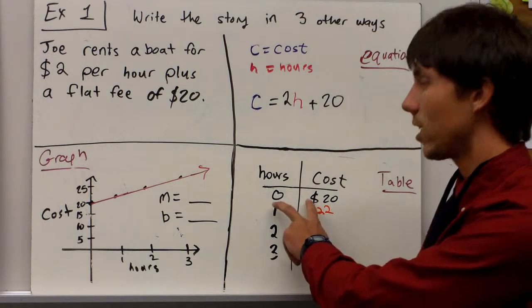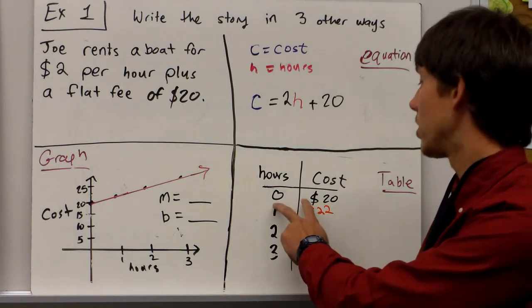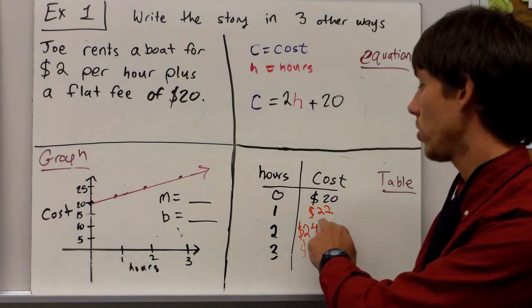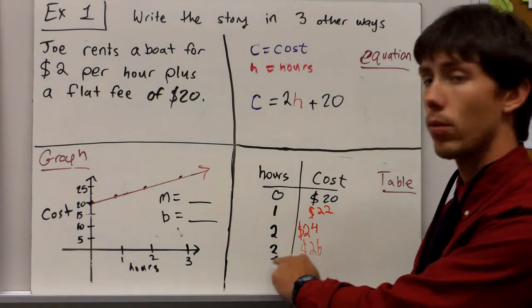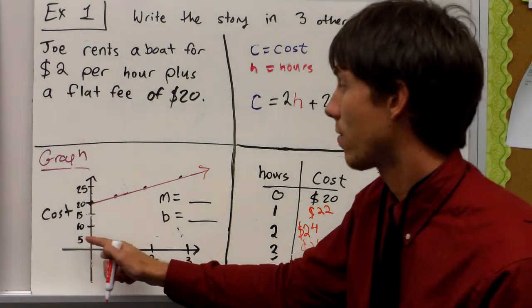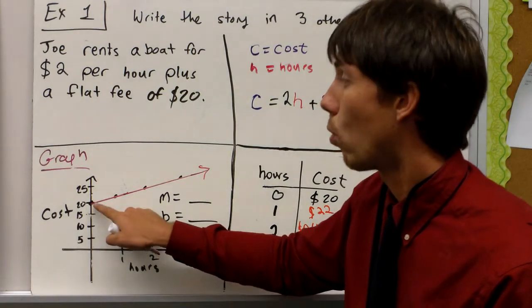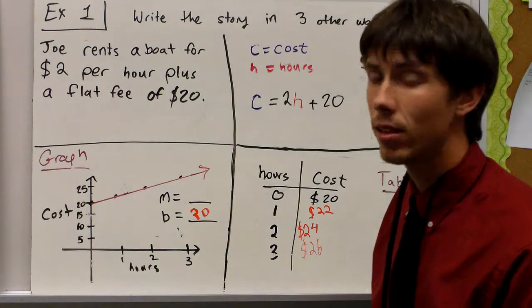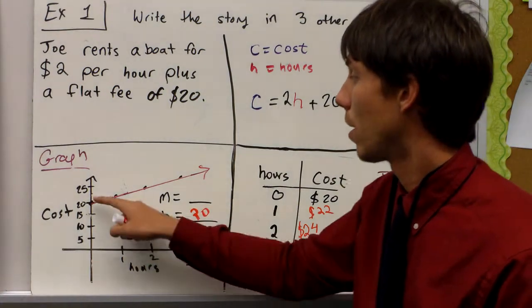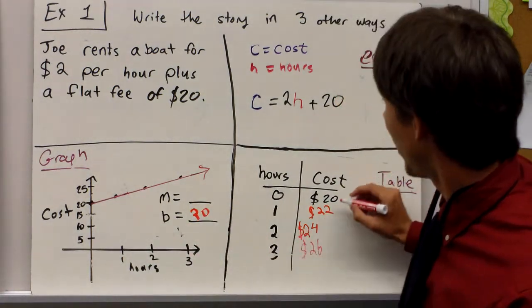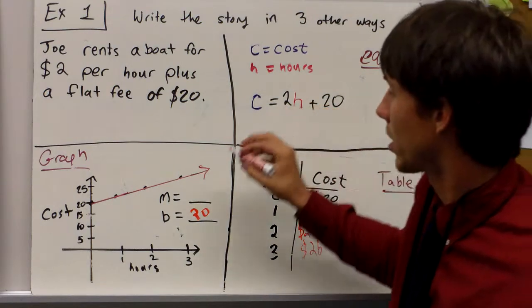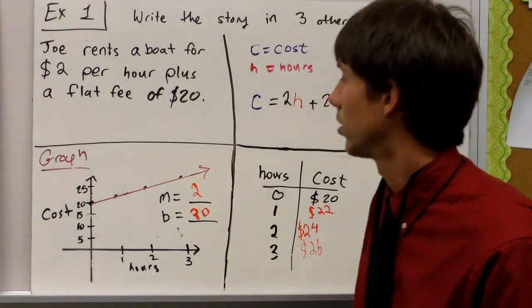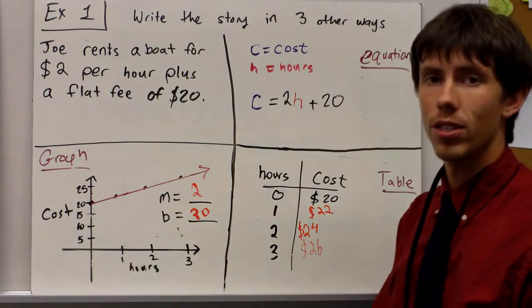So we can take these and write them as ordered pairs. 0, 20, 1, 22, 2, 24, and 3, 26, and create a graph. So that's what I've done. My y-intercept is 20. That's my b. And my slope is my rise over run, and it's also the 2. My slope is 2. And we've just plotted the points.